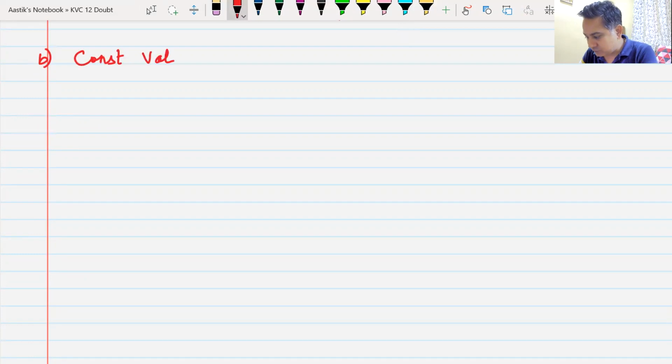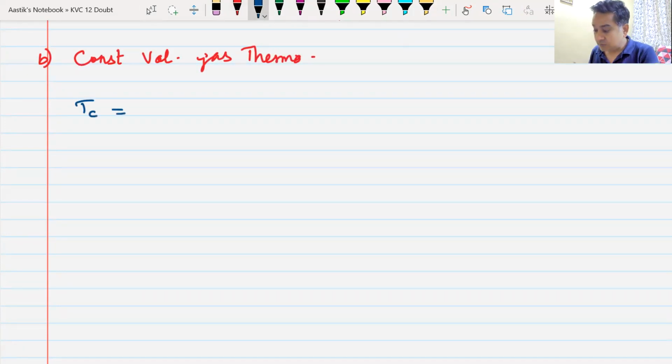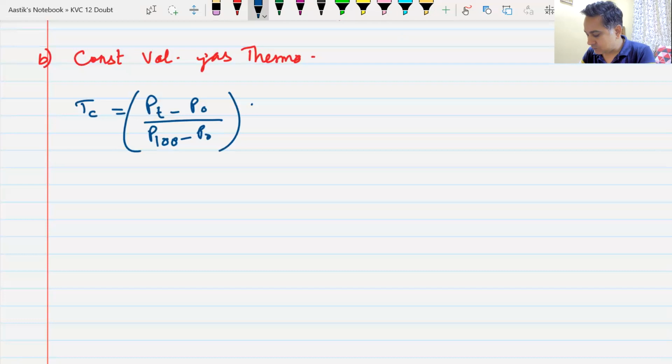Constant volume gas thermometers. What will be the formula for temperature on the Celsius scale? Constant volume gas thermometer: pressure at T minus pressure at 0, divided by P100 minus P0. It has to be multiplied, my dear friends, by 100.